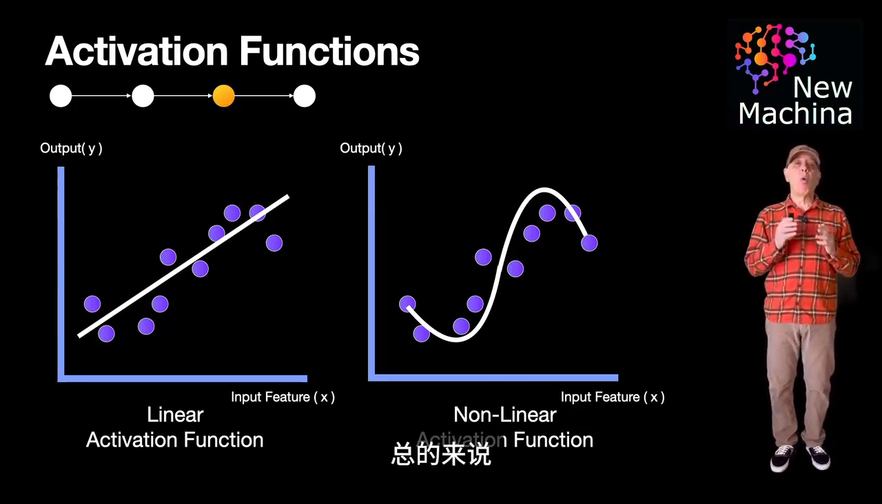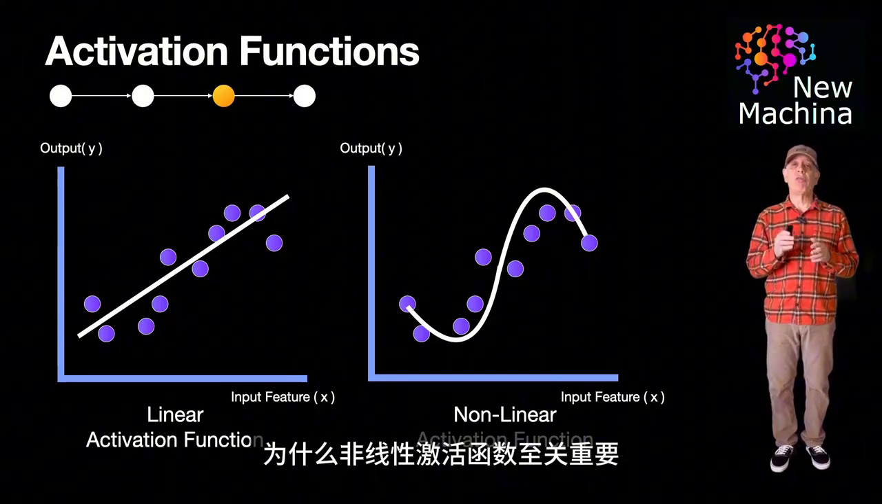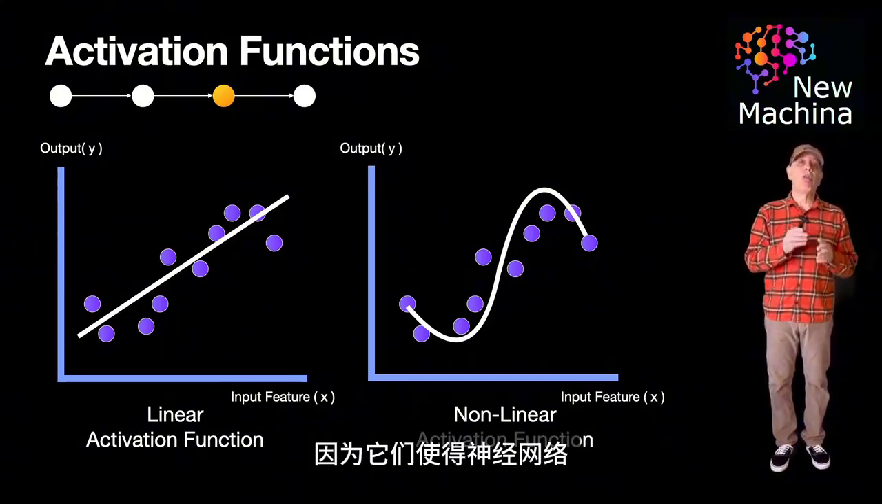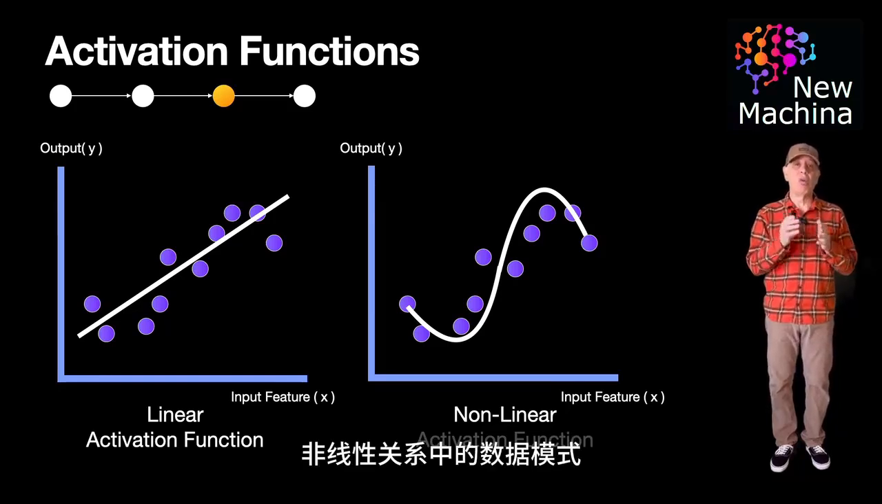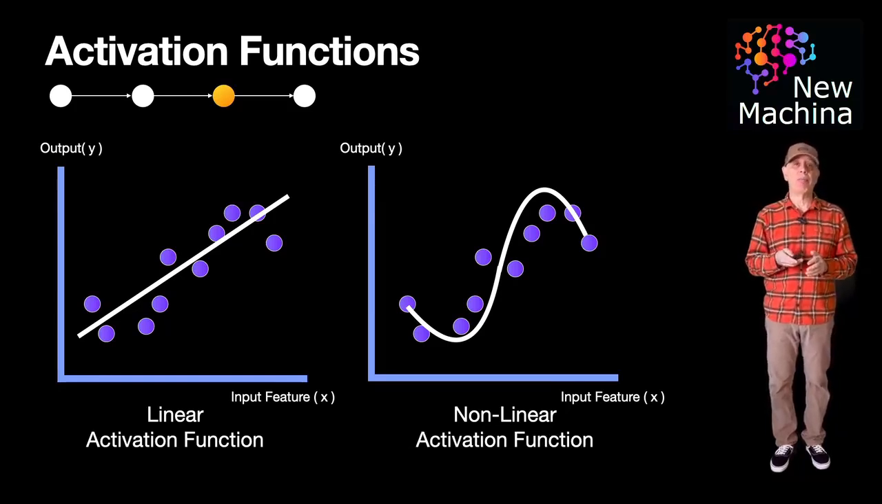So in summary, why are nonlinear activation functions crucial? Well, they're crucial because they enable neural networks to learn complex nonlinear relationships in data.